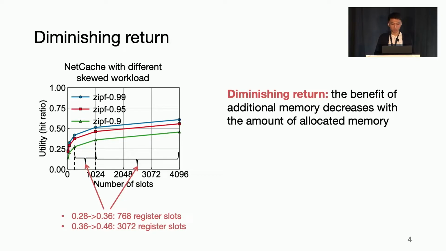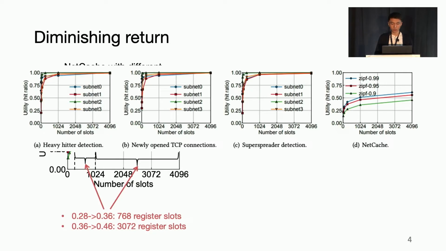Our observation is that such diminishing returns are common across many different stateful applications, including the different network measurement applications that store flow records and evict existing entries from the data plane upon hash collisions. Such diminishing return provides us the opportunity to maximize the resource multiplexing benefits by efficiently arbitrating the memory allocation between these concurrent applications.